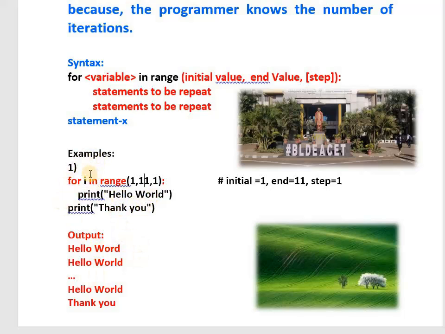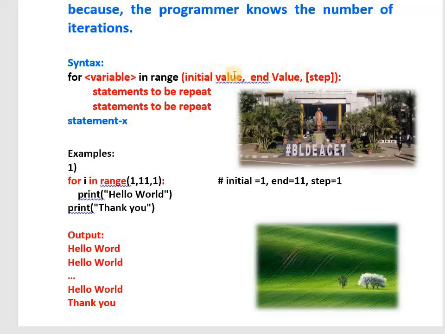Then what is the syntax of for? For is a must. See here. Any variable is a must, in angle brackets. I have written it in the syntax; no need to write the angle brackets here. Then range is a must. Then start value, end value; step is optional. These are also optional. I will give some examples.